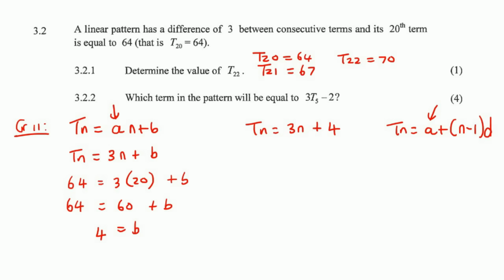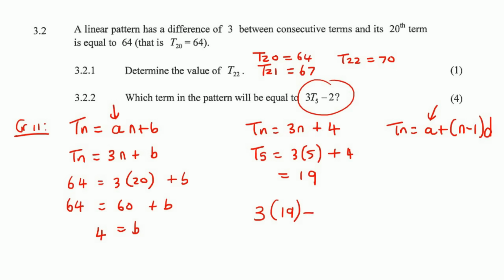And so now we can go work out term 5. To work out term 5, we plug in a 5 over there. 3 times 5 is 15, plus 4 is 19. Okay, so now we know what term 5 is. So we can now answer this question. We can say 3 times 19, because that's what term 5 is, minus 2. And so that's going to give us 55.